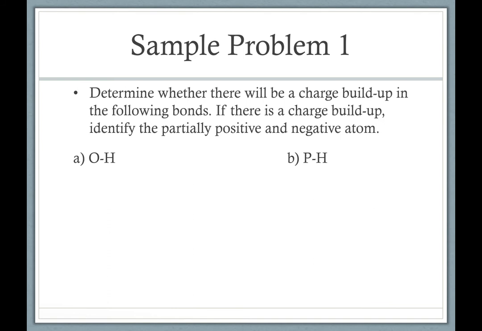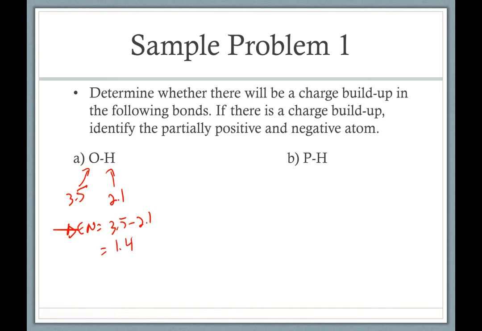Okay, so here we have a first sample problem. It says determine whether there will be a charge buildup in the following bonds. If there is a charge buildup, identify the partially positive and negative atom. So what we're going to do is look on the periodic table. If we look up oxygen, we're going to see that its electronegativity is 3.5. If we look up hydrogen, we're going to see it's 2.1. So we're going to calculate our difference in electronegativity, 3.5 minus 2.1, and we get a value of 1.4.